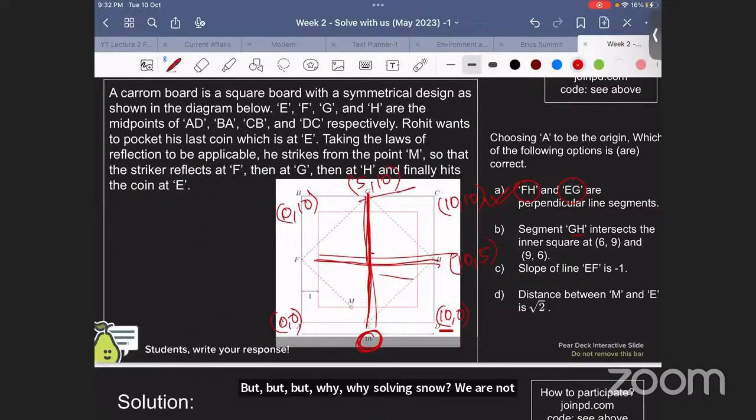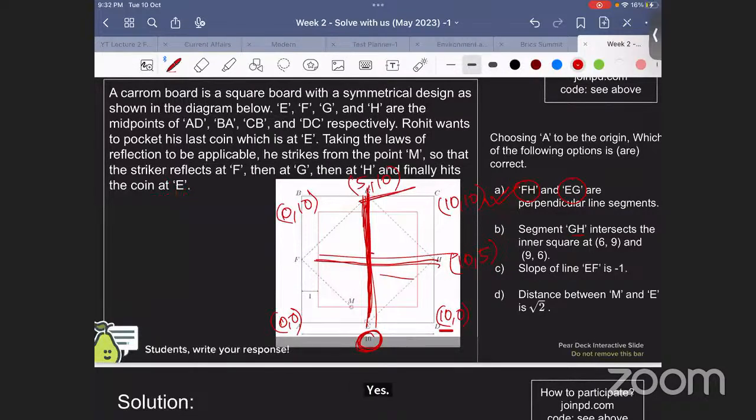But by solving the slope, we are not getting it. If you don't have the slope, how can you calculate? This is undefined, right? What is the slope of this straight line? So if you are not able to get the slope of both lines, how can you get the product of two lines?